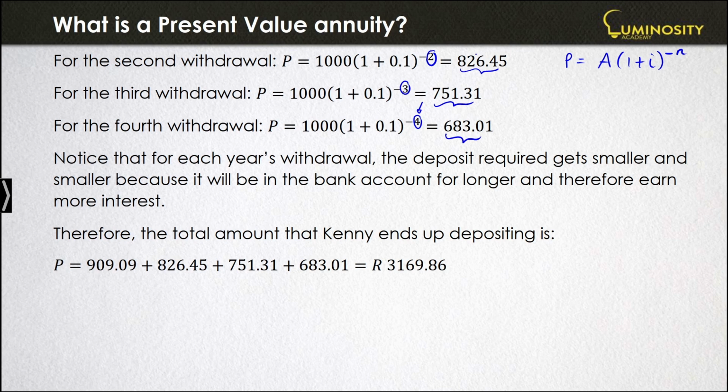The total amount that Kenny needs to end up depositing is the sum of those 4, and that gives you 3,169 Rand and 86 cents. So with all this calculation, let's put it into the context of the problem. What were we actually solving here?